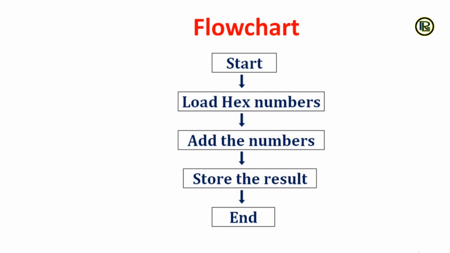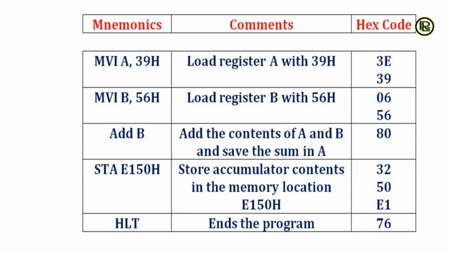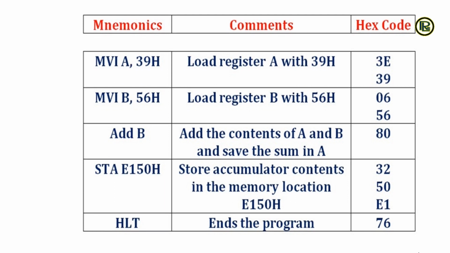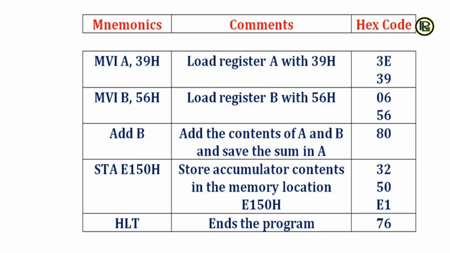In a flowchart we can summarize the program writing like this. We have to start at some point, then load the hex numbers, then add the numbers, then store the result, and then the program will end. And here we have summarized the mnemonics to be used and the corresponding hex codes, and in the middle column I have given comments for all the mnemonics. Like the first mnemonic, MVI A, 39H.